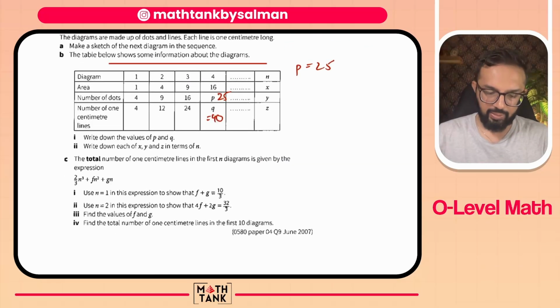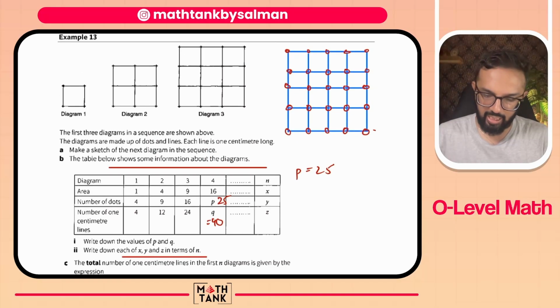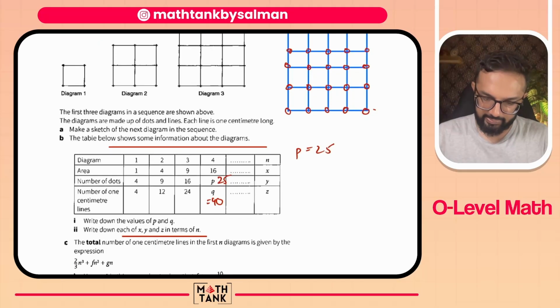This is a calculator based question as well. Write down each of the values x, y, z in terms of n. So what sort of a sequence do I have for x? It's just the area, so it's going like a square. So it's just going to be n squared.